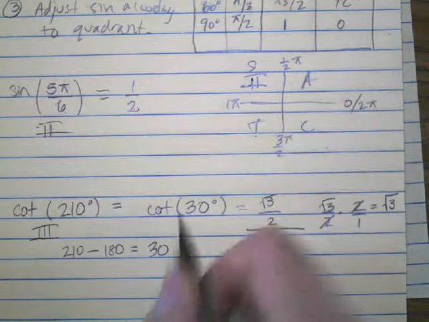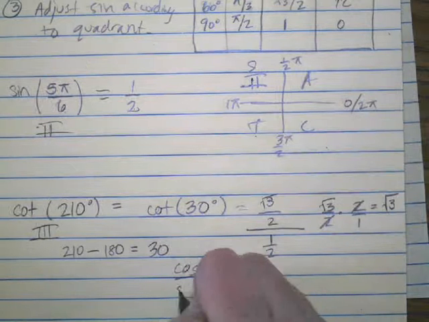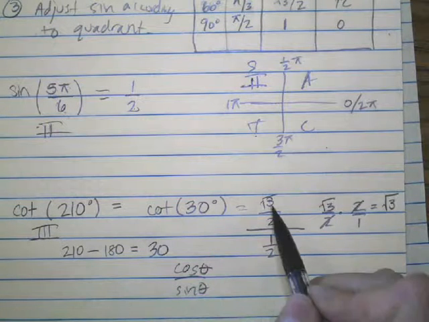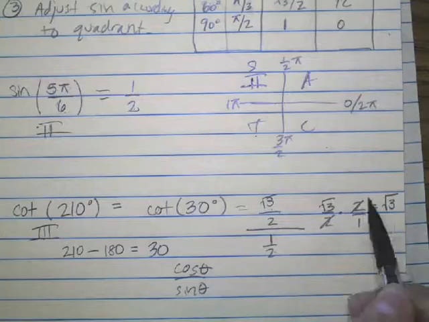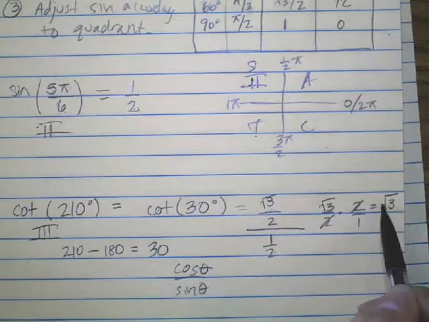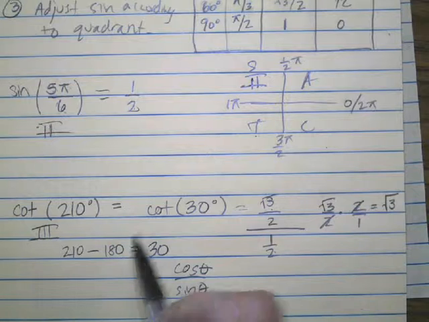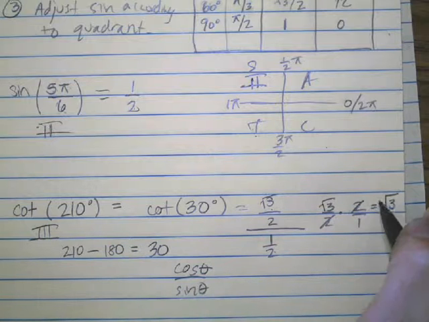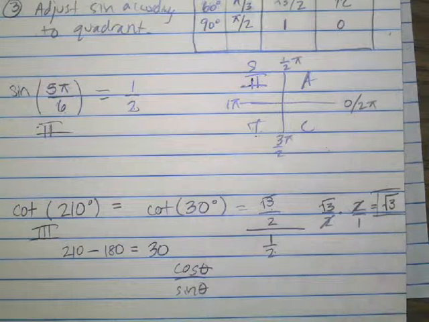So I'm just going to write again, this was cosine over sine. So we took cosine and put it over sine. Then we multiplied by the reciprocal, so we got square root of 3. Tangent and cotangent are buddies. Since it's in quadrant 3, it's positive, so we leave it as positive.